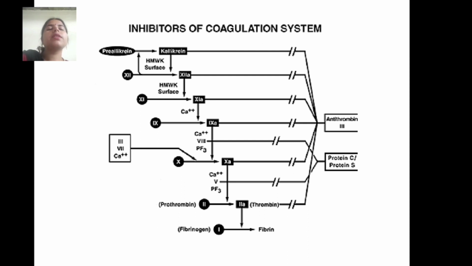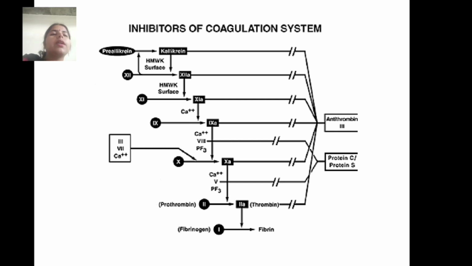Inhibitors. Next is the inhibitors of the coagulation system. Prekallikrein is converted into kallikrein with HMWK on surfaces. There is conversion of factor 12 to 12A and 11 to 11A in the presence of kallikrein, and also factor 9 is converted into 9A. That is the inhibitor system.